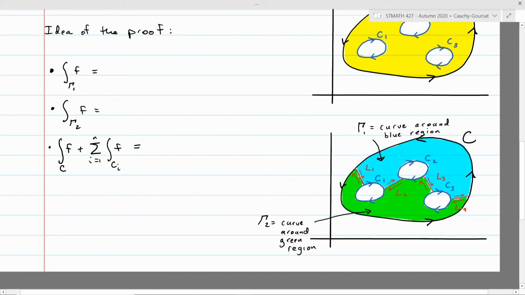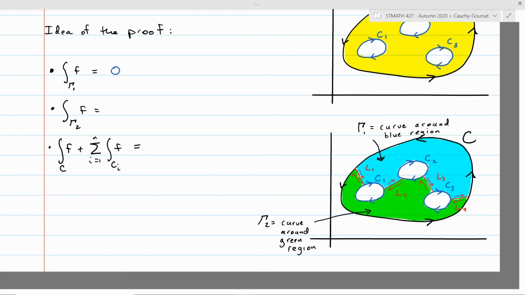If you look at that curve that goes along L1, C1, then along L2, then along C2, then along L3, then along C3, then along L4, and then back around C to where L1 starts, that's a closed curve. It doesn't even matter that it's simple. The function f is analytic in and on it. So if I call that curve that we pieced together gamma 1, then Cauchy-Goursat says the integral of f along gamma 1 is going to be 0.